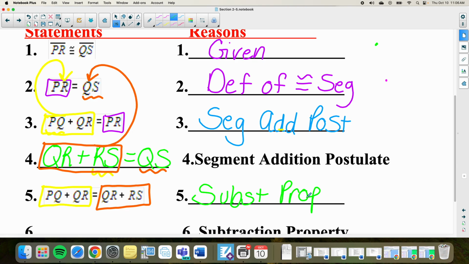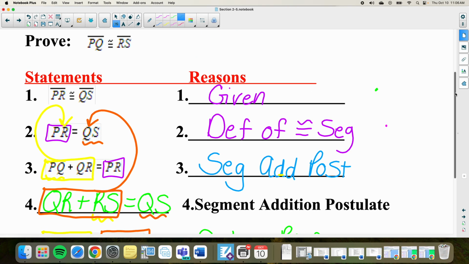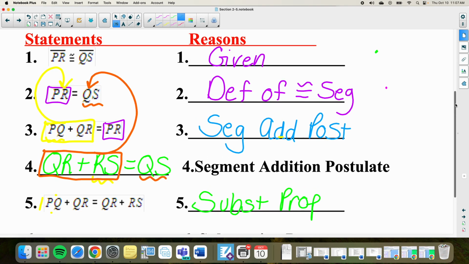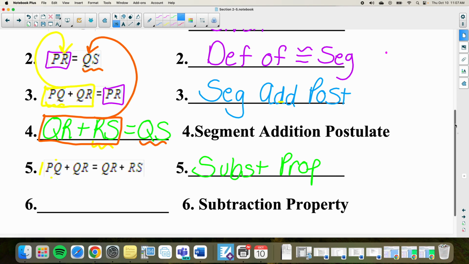Now again, we're gonna look at what is it that I want to be equal. And I'm gonna erase these for right now. I eventually want that PQ right here is equal to RS right here. And notice what they tell us. They say to use subtraction. What can we subtract?